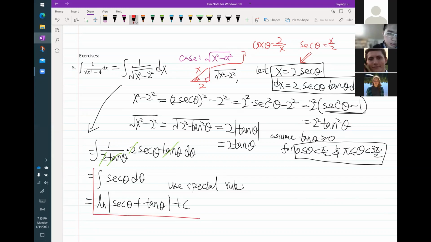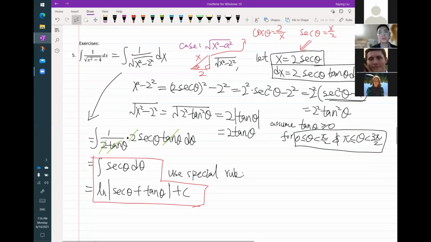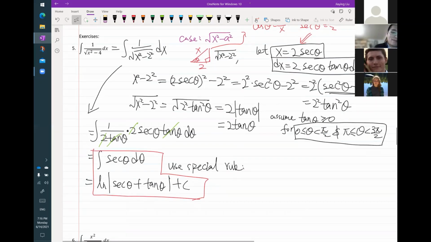So this is a special rule. And we're almost done. Well, we have one more step, because the original function is given in terms of x, so we need to write it in terms of x. Well, we have theta. How do we write it in terms of x? This is the part where we need to use the triangle setup we had earlier.